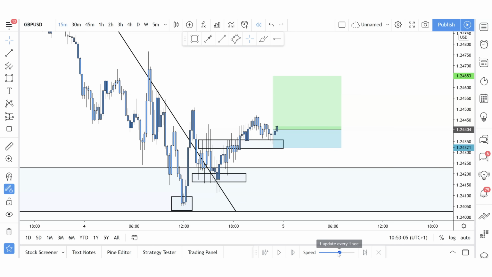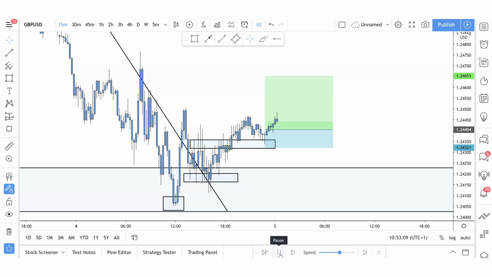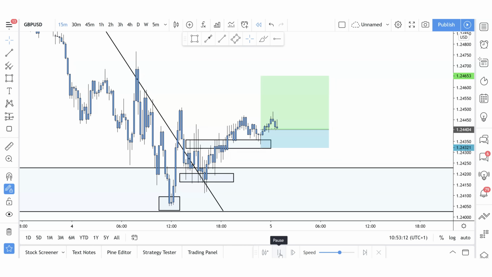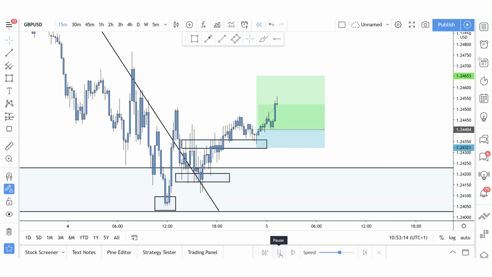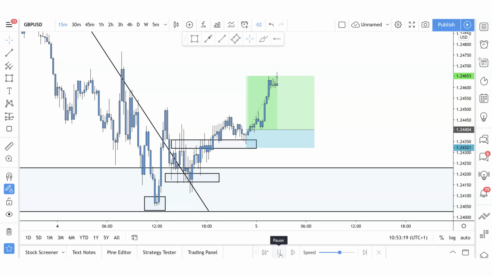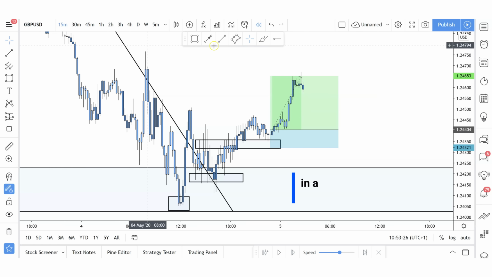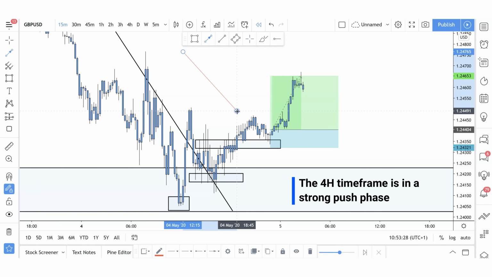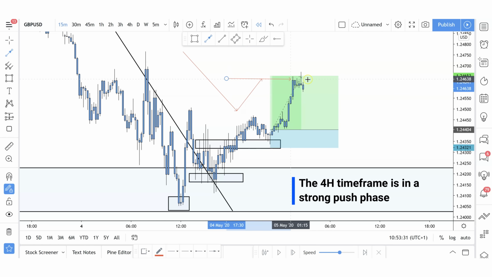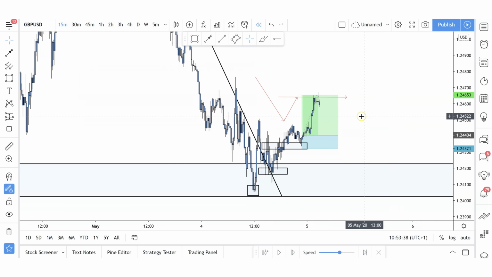We should speed it up a little bit. There you have it. We have our take profit. Okay. Now, remember what I said. The 4H time frame is in a strong push phase, and we don't want to be taking buys from the major low to now try and target the major highs when we know that this potentially could be a reversal.